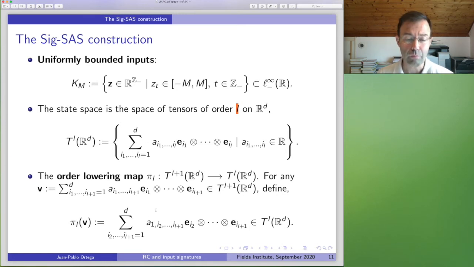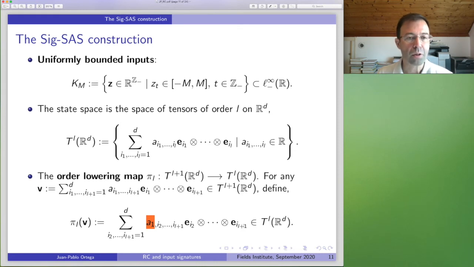Okay. And then finally there is this order lowering map, which takes you from tensors of order L plus 1 to tensors of order L, basically by fixing the first component in the tensor. So you start with something of order L plus 1. You see there are L plus 1 elements here, and here you have one less, right?